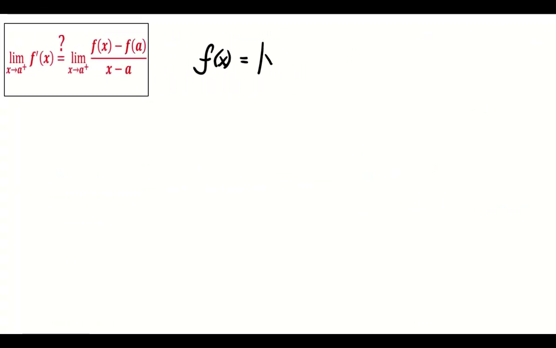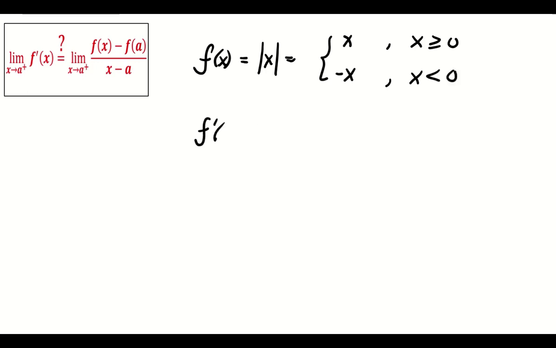In our first example, let f x be the absolute value of x. It is defined as x if x is greater than or equal to 0 and negative x if x is less than 0. With this definition, we know that f prime x is 1 if x is positive and negative 1 if x is negative. Note that we do not consider the value of x equal to 0, so we do not know if f prime 0 is defined.